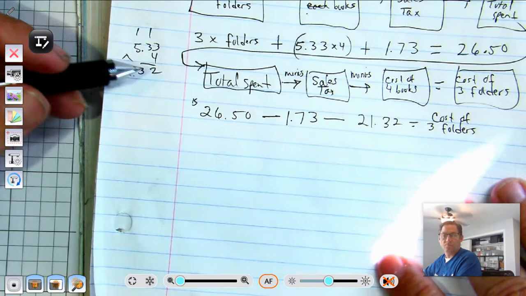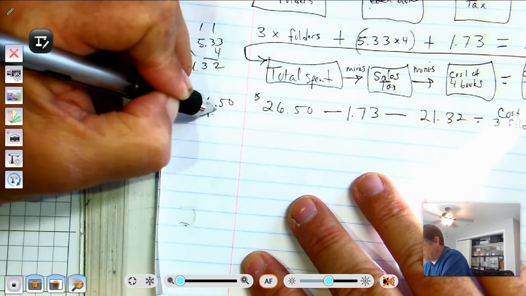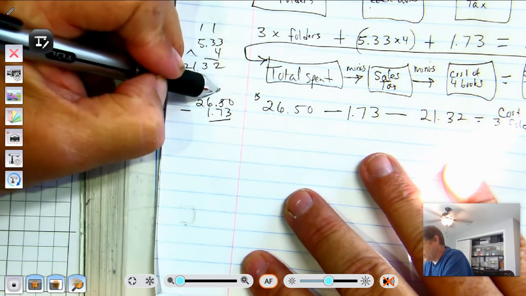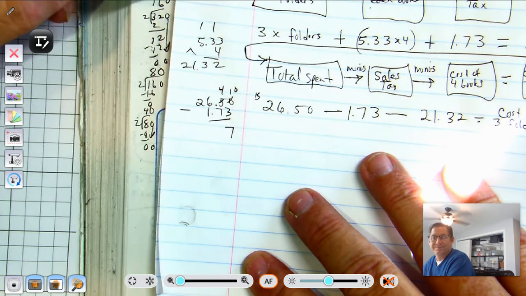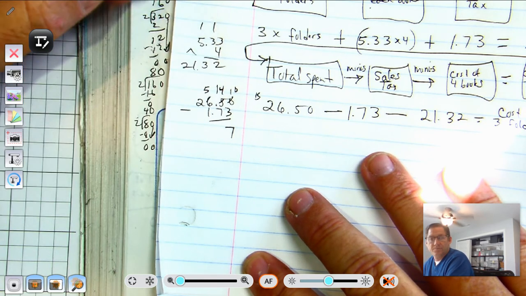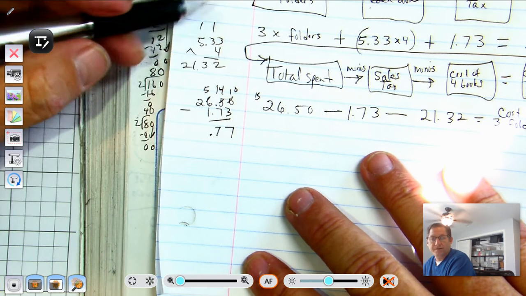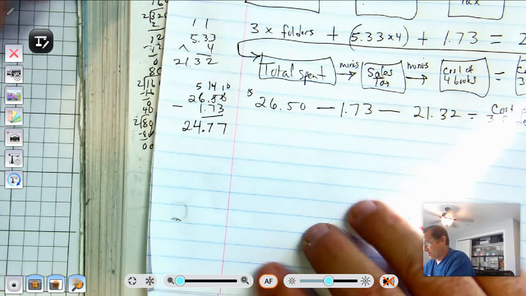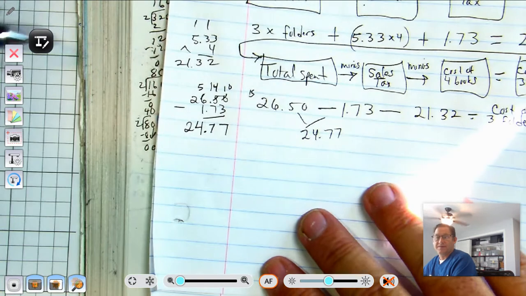All right, so $26.50 take away $1.73. You can't take 3 hundredths from 0 hundredths, so let's regroup from the tenths. 10 hundredths take away 3 hundredths is 7 hundredths. You can't take 7 tenths from 4 tenths, so we regroup from the ones. 14 take away 7 tenths is 7 tenths. Just bring the decimal point straight down. 5 ones take away 1 one is 4. All right, so after taking away the sales tax, we're left with $24.77.